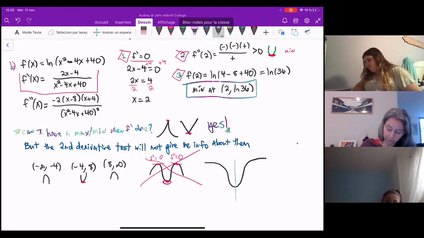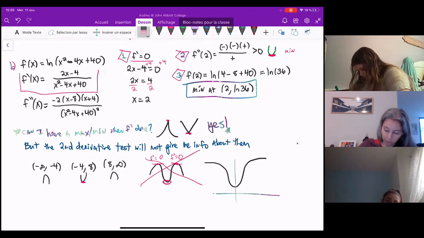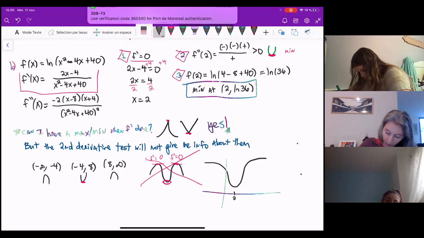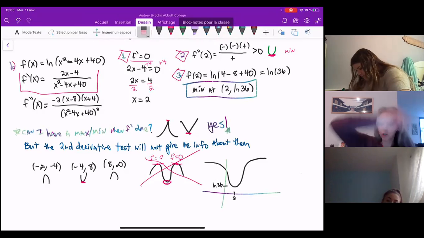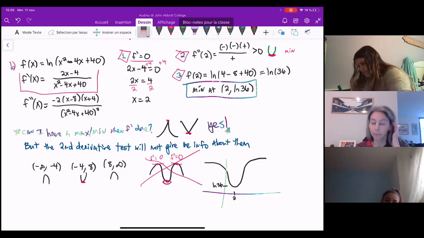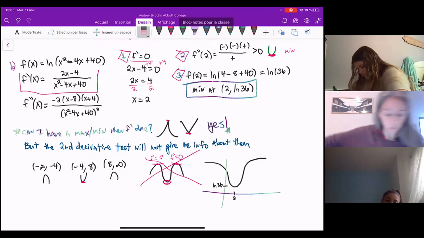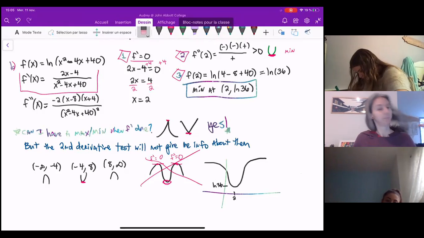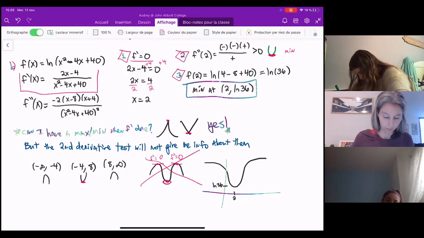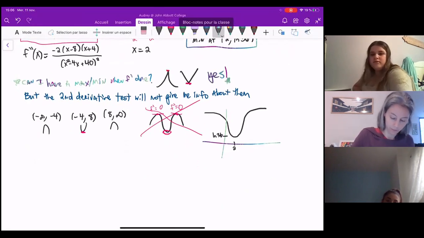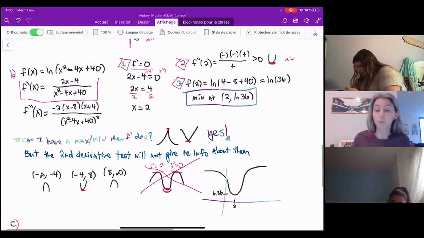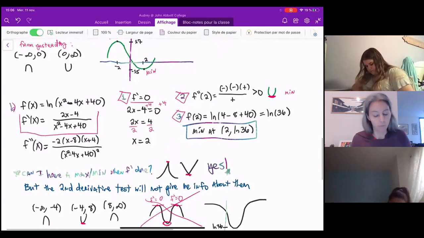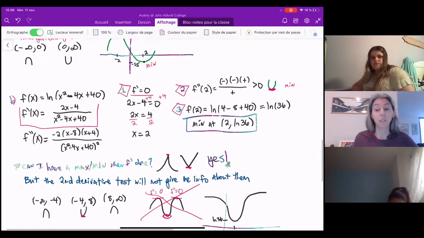Where if I were to stick this on the axis, sorry, that's the wrong place. My minimum occurs at 2, ln 36. So I stick this on the axis, that would be 2, and that would be ln 36. And I know that this can't turn over and go back down because of what we just said. Also, just FYI, I know that there are no cusps or corners here, largely because of what we did yesterday. There are no places where f prime doesn't exist because x squared minus 4x plus 40 never equals 0.